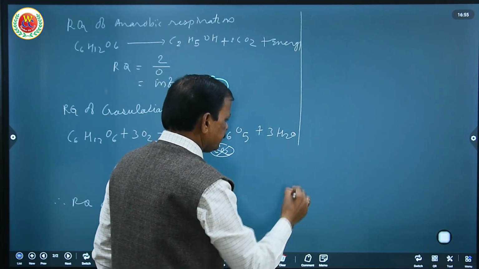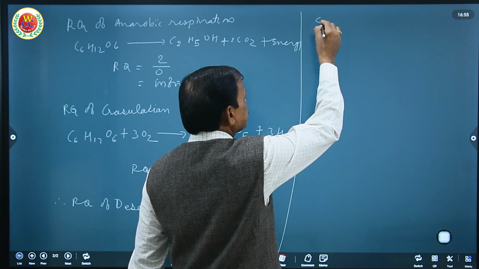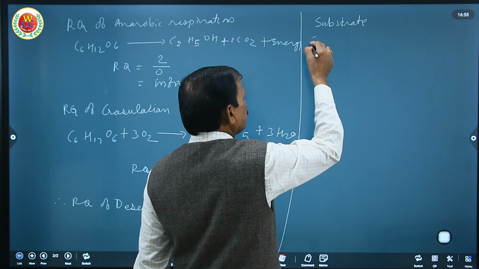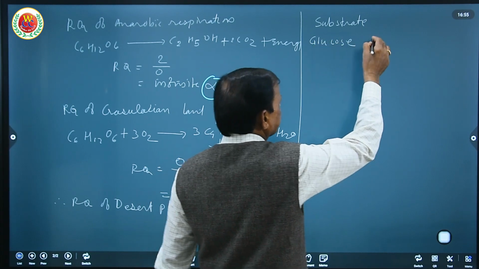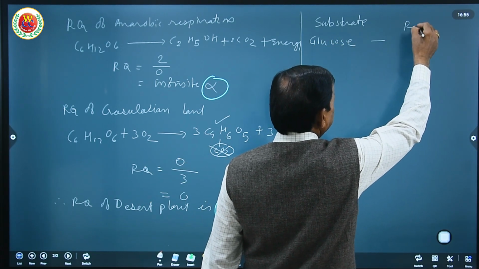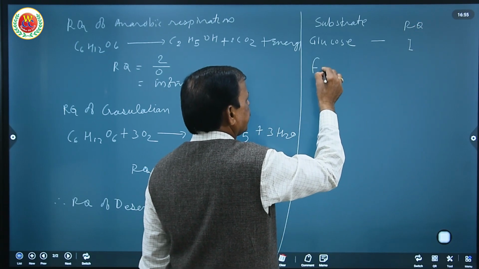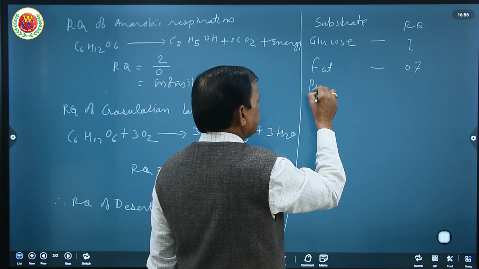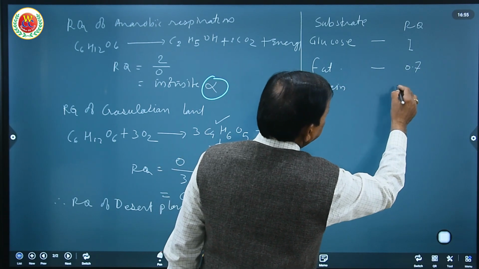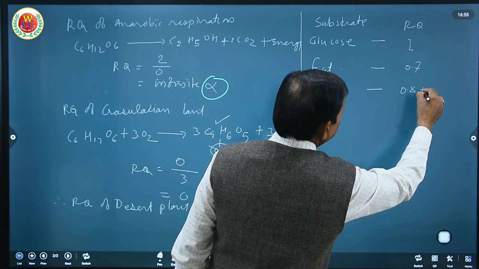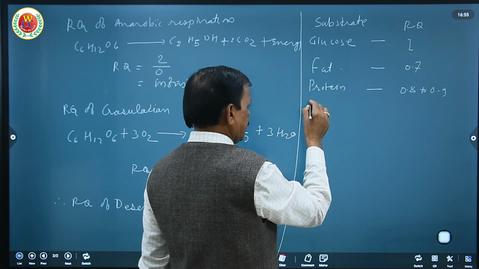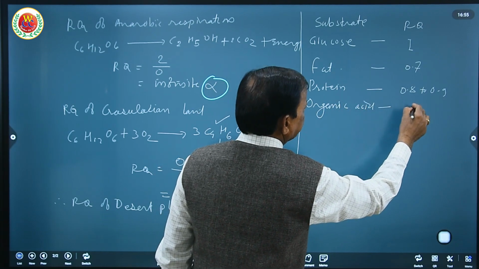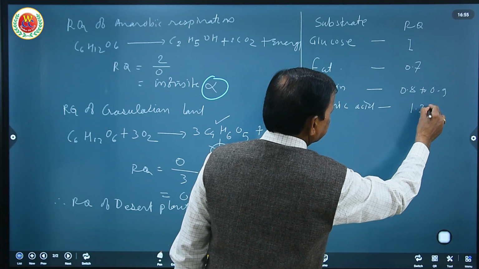To conclude, RQ of substrates. Let's take the example of carbohydrate, glucose. RQ of carbohydrate is 1. Fat is 0.7. Protein is 0.8 to 0.9. Organic acid is always more than 1.